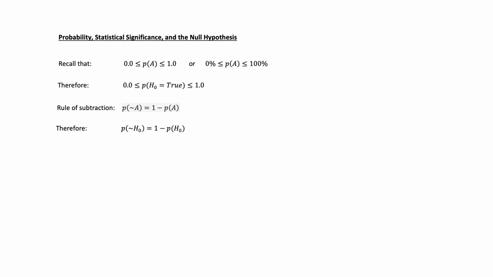Once again, substituting in the null hypothesis being true for our event A, it follows that the probability of not having the null hypothesis be true, or the null hypothesis being false, is equal to 1 minus the probability that the null hypothesis is true. In other words, the probability the null hypothesis is false equals 1 minus the probability the hypothesis is true, because those are the only two hypotheses we have in our set of options for the null hypothesis.